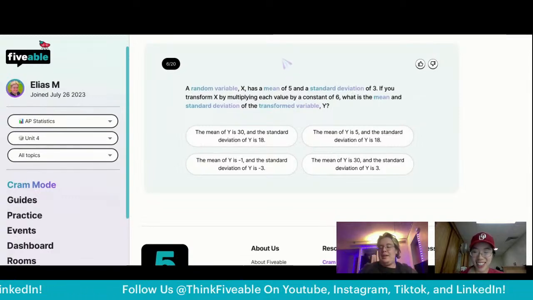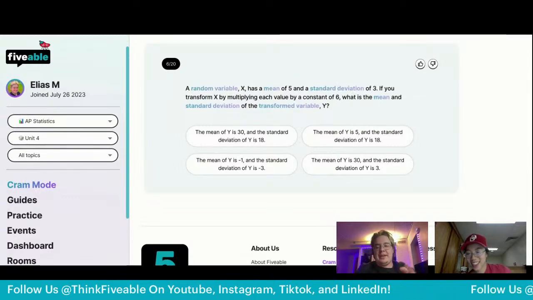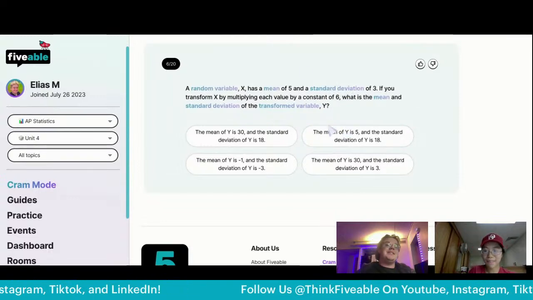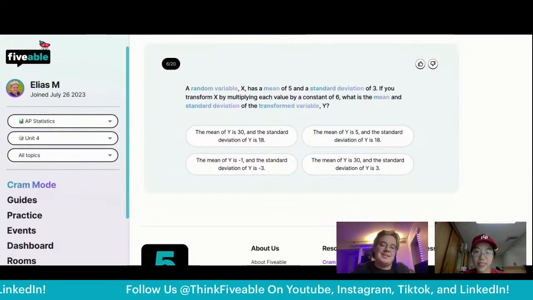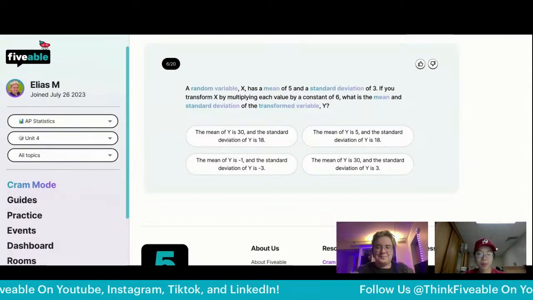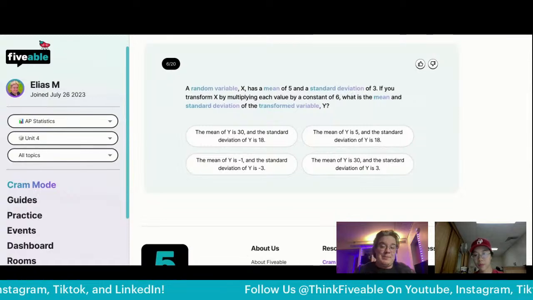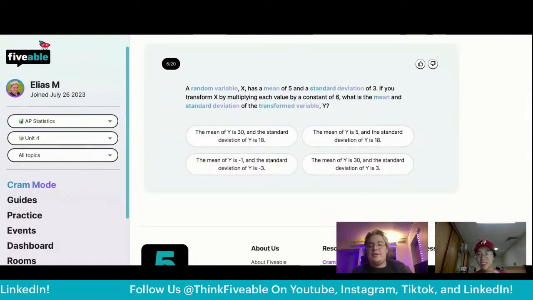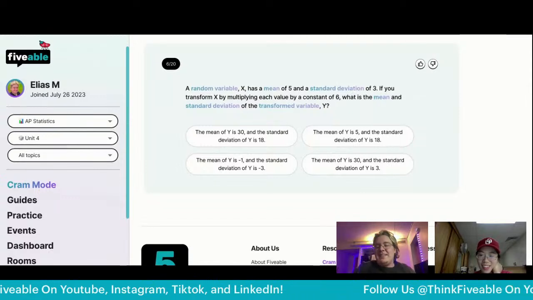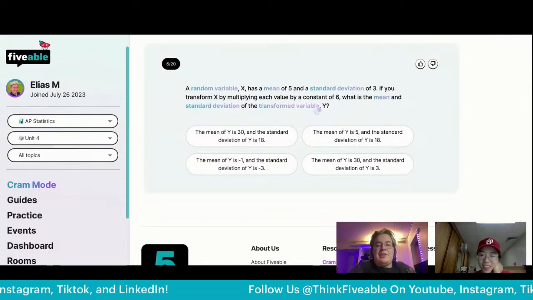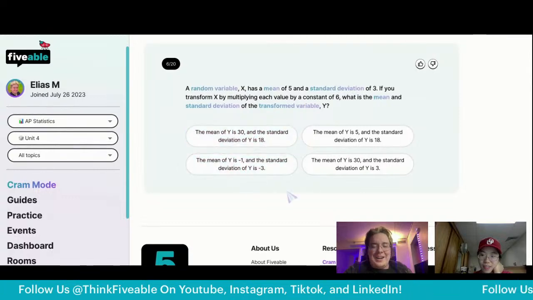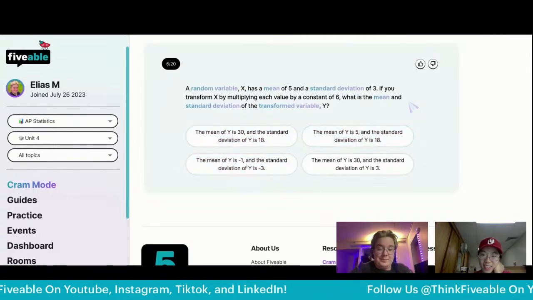So with this, we know everything is being transformed by a constant of 6. I think the thing that's easier to remember is that the mean is always going to be impacted by a constant because the mean is the average of a bunch of different numbers. If all of those numbers are being multiplied by 6, one could perhaps assume, dare I say, that the mean would also be impacted by that constant of 6. So we can cross out mean of -1 and mean of 5.